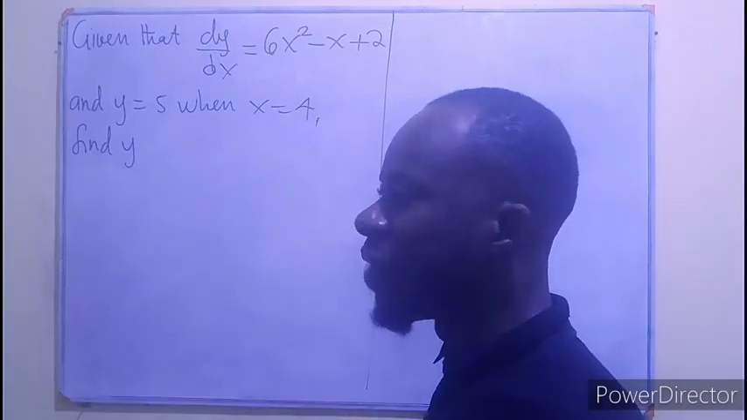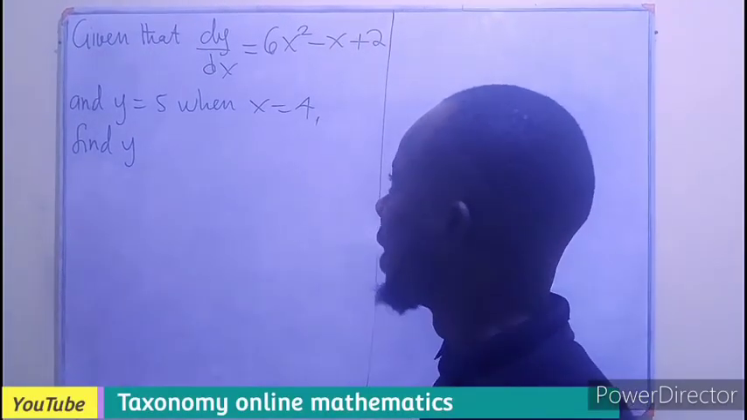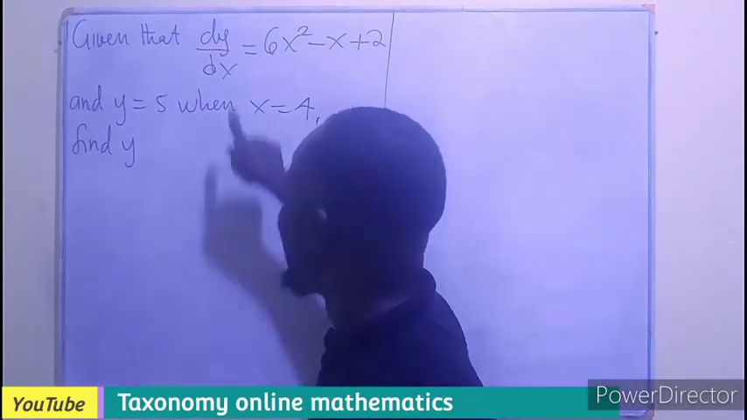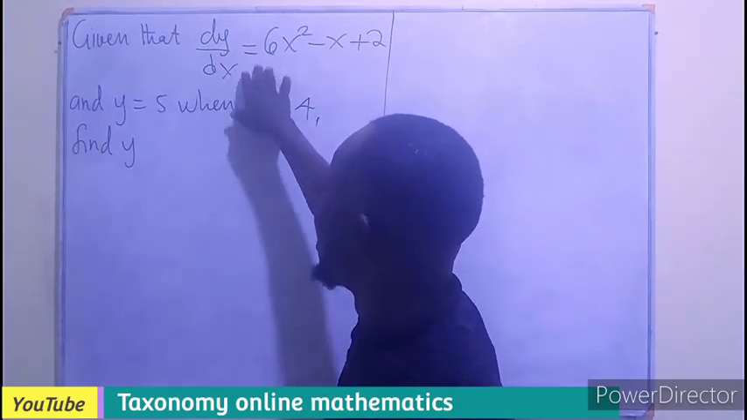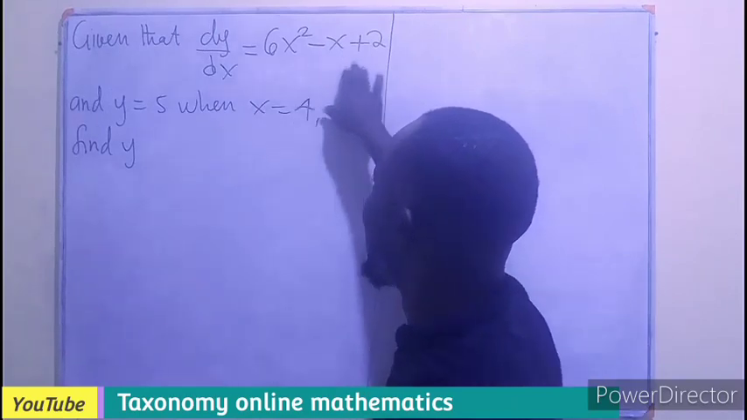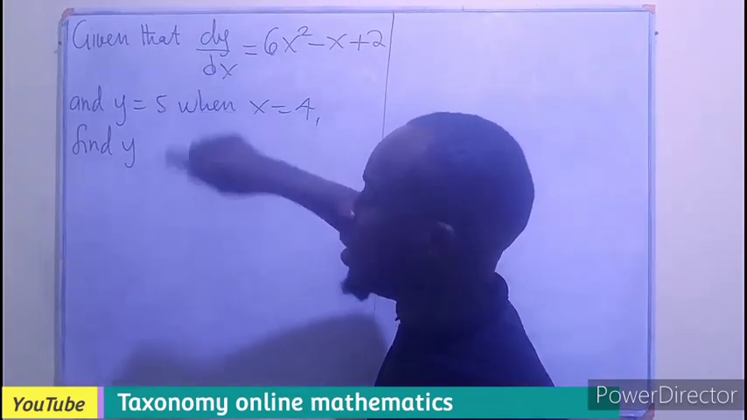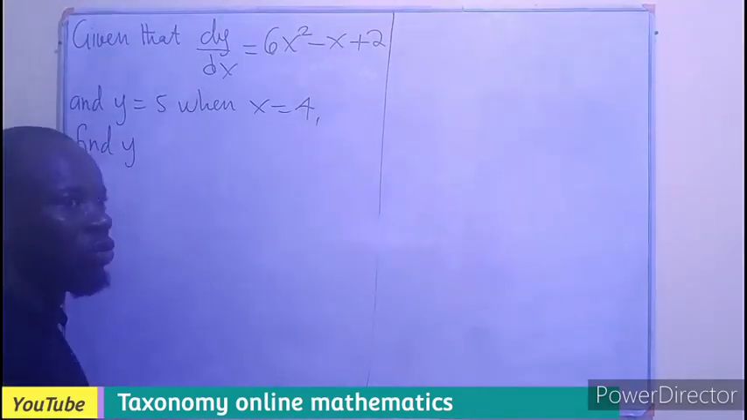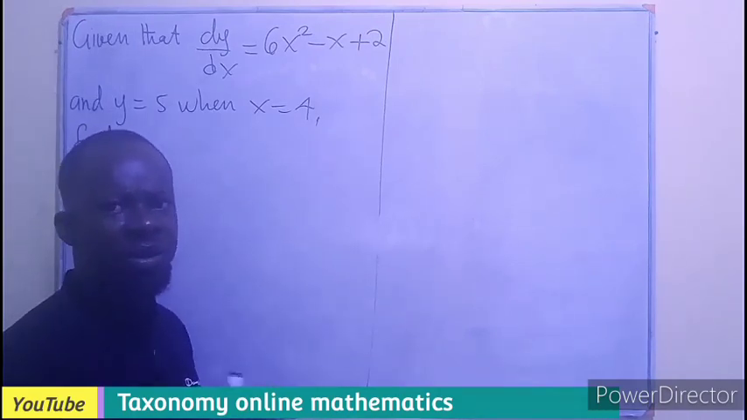In this case, we are finding the expression for what? Y. Or better still, we are looking for the function y that has been differentiated to give us this. You know, this is the gradient. We need a function that has been differentiated to produce this. So we know that for us to be able to get the function from differentiation, we need to integrate.